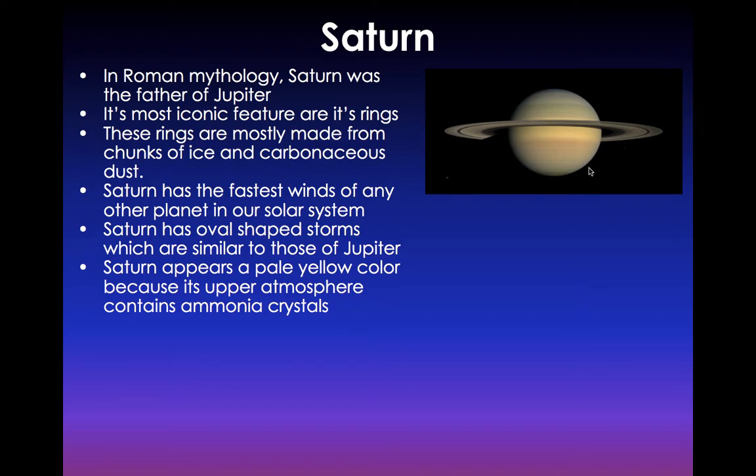But it's made of chunks of ice and carbonaceous dust. Saturn has the fastest winds of any other planet in our solar system, has oval-shaped storms, which are similar to those of Jupiter. We just really can't see them as much as we can on Jupiter. And then Saturn appears that pale yellow color because its upper atmosphere contains ammonia crystals.